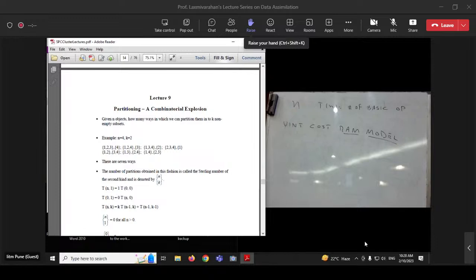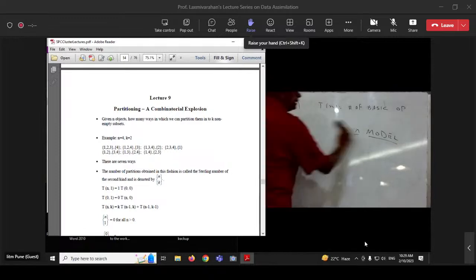What is unit cost? I already talked about it. So the unit cost RAM model is an ideal machine using which I'm going to quantify the time, not in terms of hours and seconds, but in terms of the number of basic operations. Is that clear to all of you?